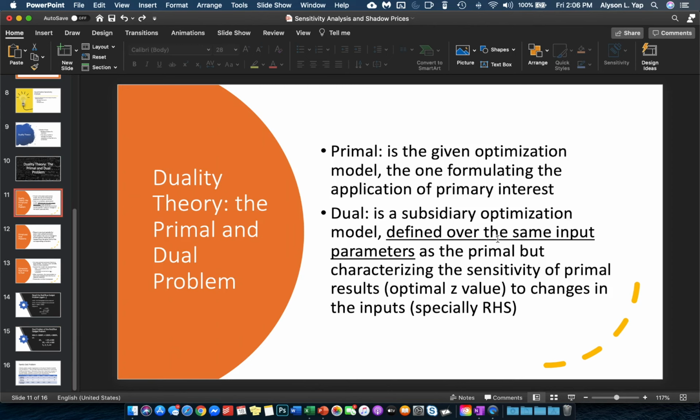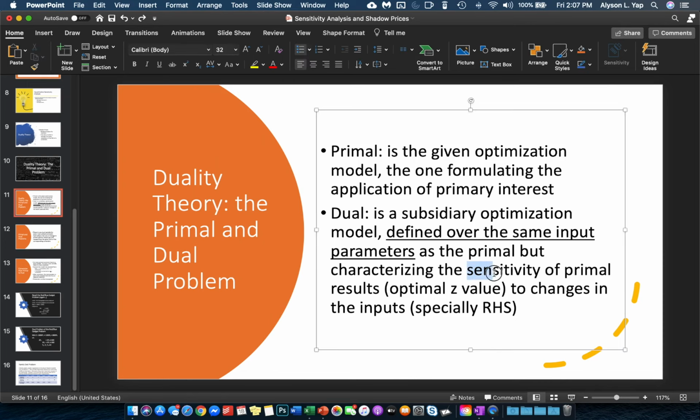Okay? However, the dual problem in this case characterizes the sensitivity of primal results, or in this case, characterizes the sensitivity of the optimal z-value to changes in the inputs, especially the right-hand side. So let's try to understand that. If the dual problem characterizes the sensitivity of the z-value to changes in the inputs, then we are exactly talking about shadow prices. Why? Because the shadow price, by definition, is the change.